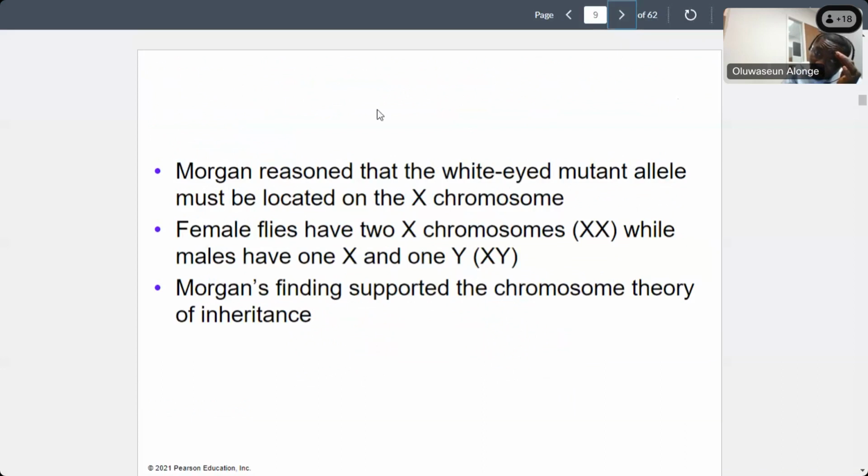So when Morgan did his experiment, he figured that the white-eyed mutant allele must be located on the X chromosome. Now, females have two X chromosomes, while males have one X chromosome and one Y chromosome. So we usually say that males are hemizygous. Hemizygous means that males don't have two sets of the same chromosome; we have half of each. So hemi means half: males have one X, one Y, no two Xs, no two Ys. All right. So Morgan's findings supported the chromosome theory of inheritance. Let's go.